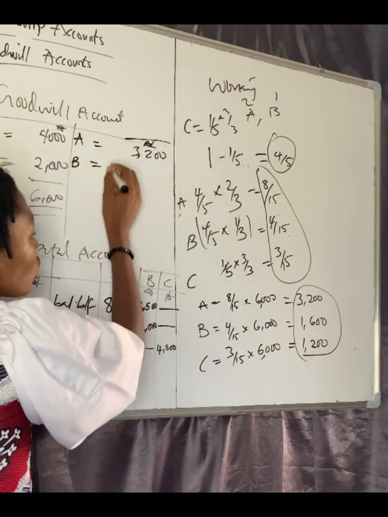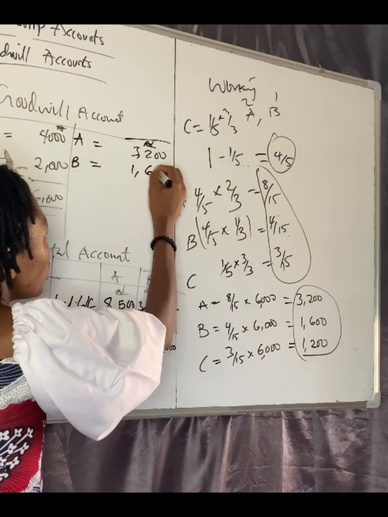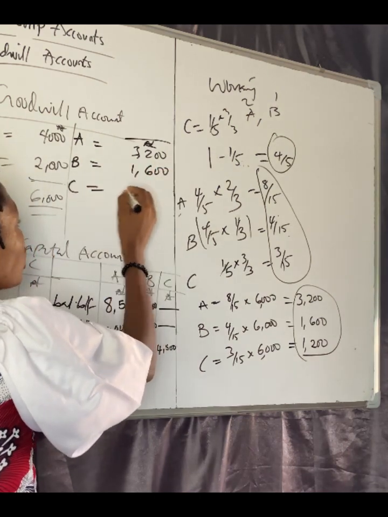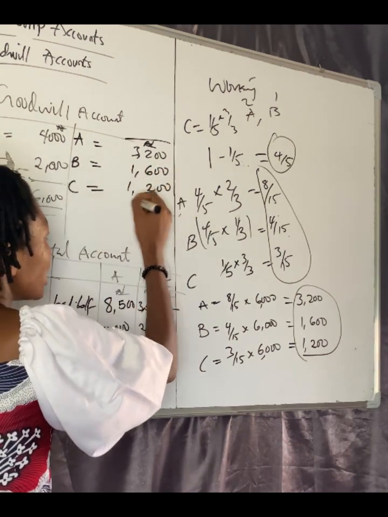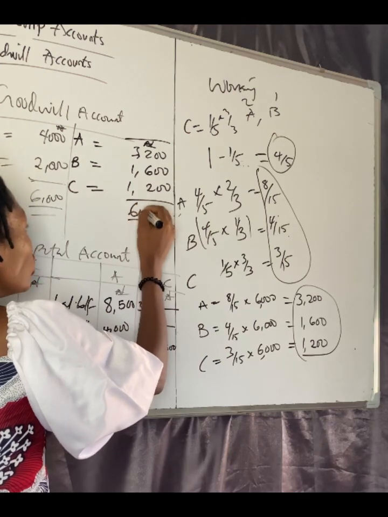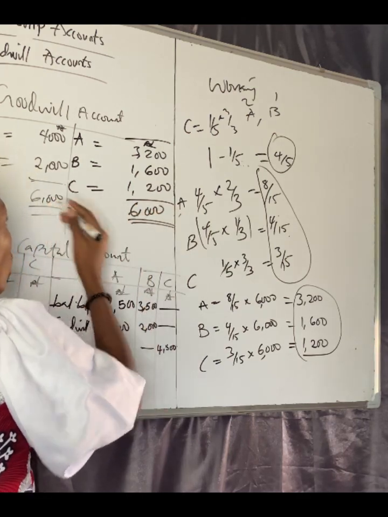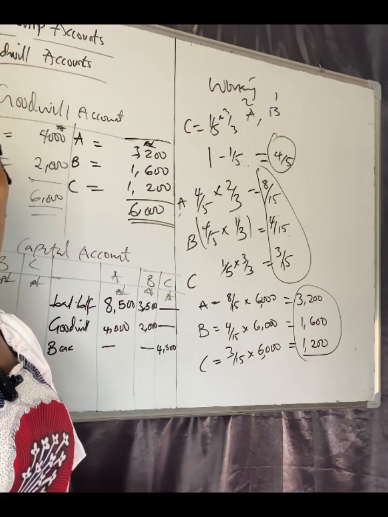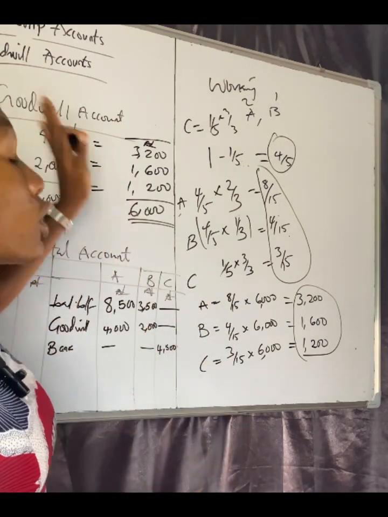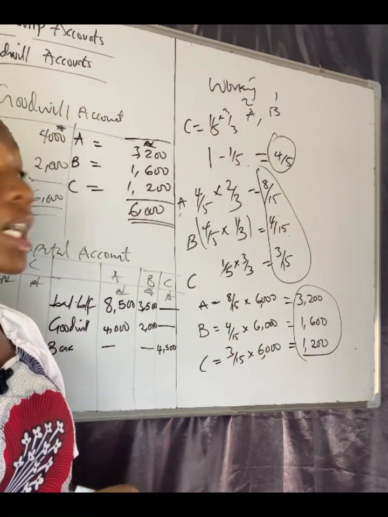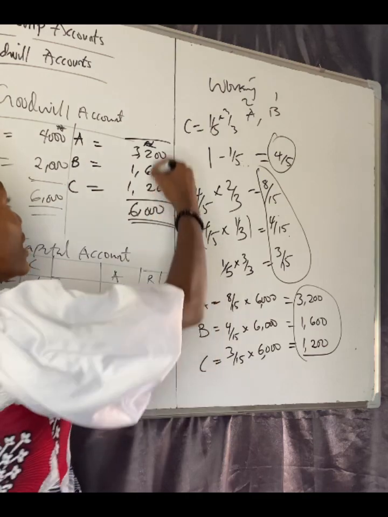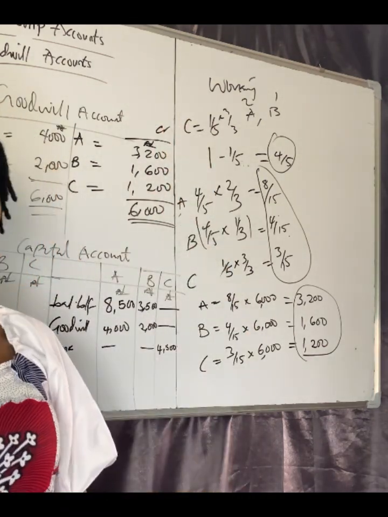B is going to be giving us 1,600 naira, and then lastly C will be giving us 1,200 naira. This is going to be bringing the Goodwill account to a close. That means there will be no balance carried down or no balance brought down. At this point, we have closed or written off the Goodwill account. But like I said, for every credit entry, we must have a corresponding debit entry.